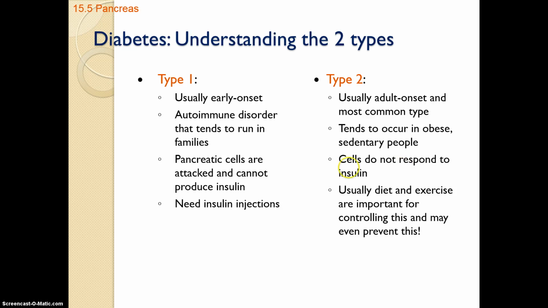All right, so type 1, this is considered early onset. This used to be called childhood diabetes, but it's an autoimmune disorder that runs in families, and for whatever reason, the pancreatic cells are attacked and then cannot produce the insulin. So you can see there's a little bit of a difference here. Over here, cells don't respond to the insulin. On this side, the cells aren't actually making the insulin, so you simply give them insulin. They'll need insulin injections for this. There are a whole bunch of different medications for type 2 as well, but that's the basic gist of the 2.